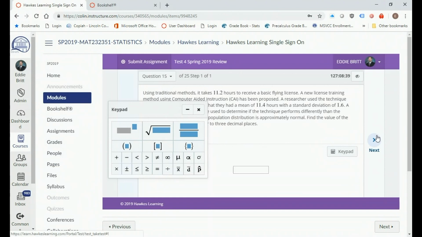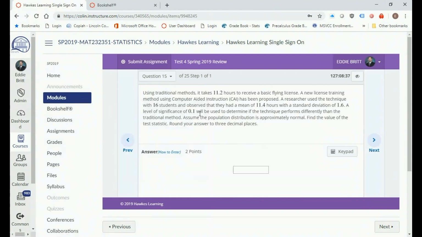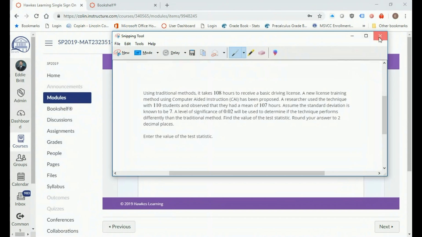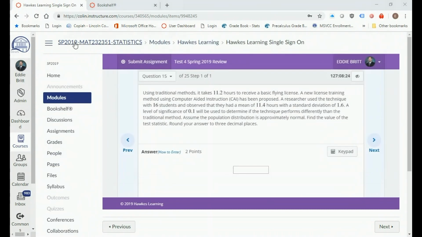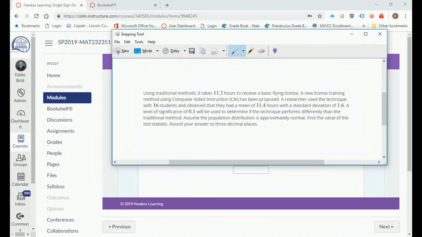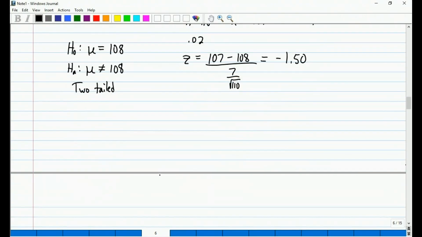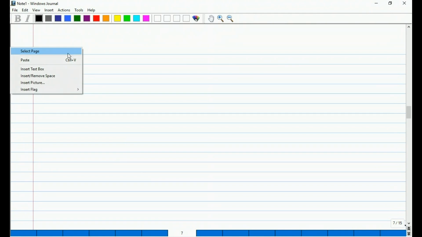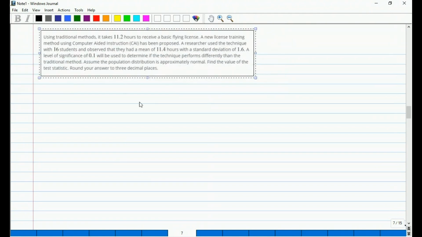All right. So this is asking us to find the test statistic again. All right, so let's find us another test statistic. Again, it's going to depend on whether it's a z or a t or a proportion or whatever.